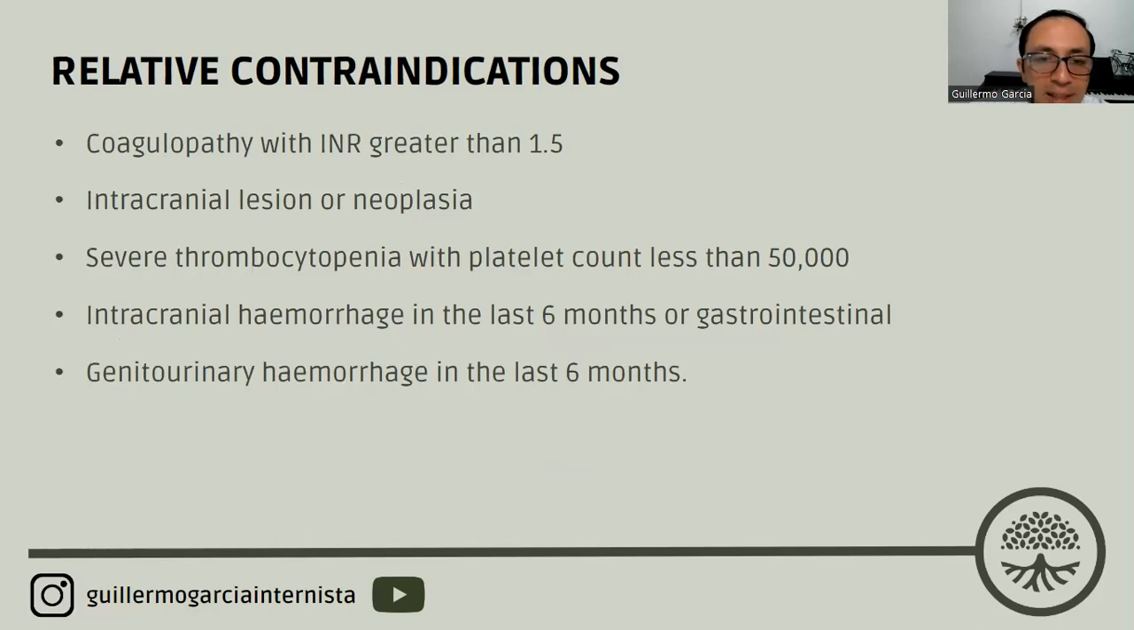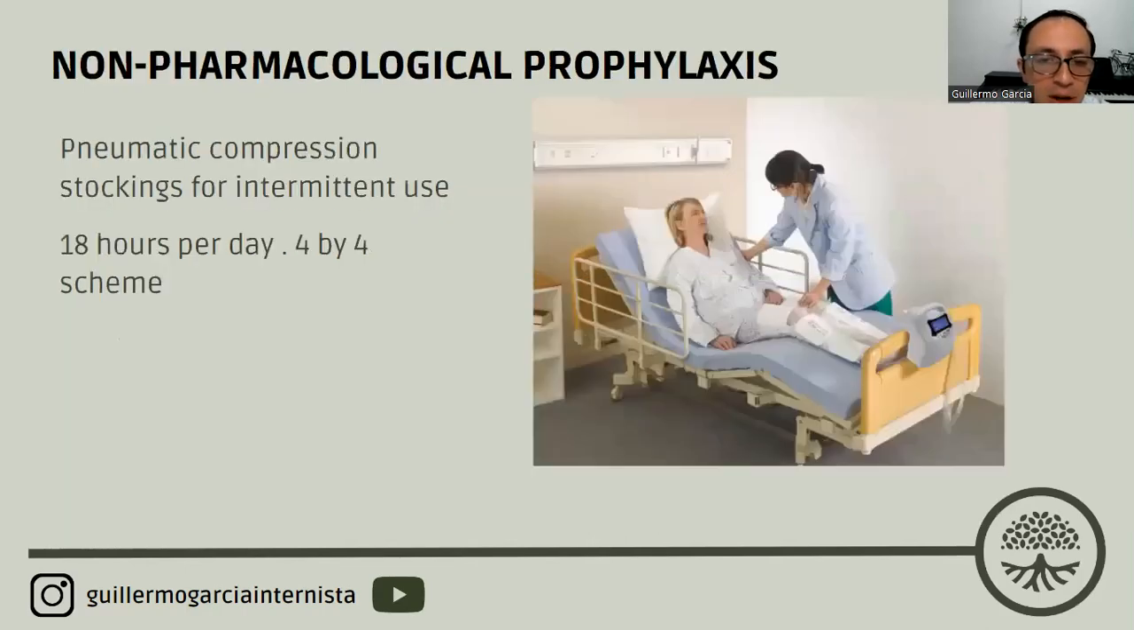The relative contraindications are coagulopathy with an INR greater than 1.5, intracranial lesion or neoplasia, severe thrombocytopenia with platelet count less than 50,000, intracranial hemorrhage in the last 6 months, or gastrointestinal or genitourinary hemorrhage in the last 6 months. If there is an absolute contraindication or several relative ones, therefore, the use of non-pharmacological prophylaxis should be considered, which can be performed with pneumatic compression stockings for intermittent use with a duration of 18 hours per day in a 4x4 scheme, 4 hours of mechanical compression and 4 hours of rest.